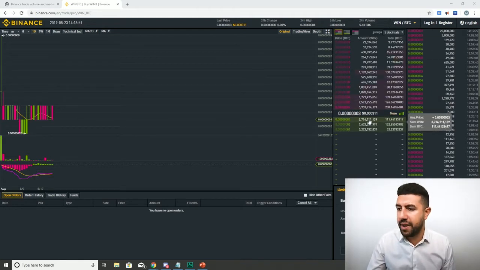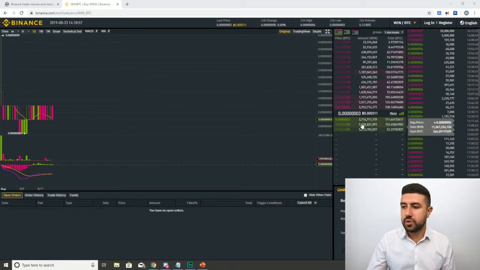How many people are buying here? You have an amount of 3.7 billion. So not millions, you have 3 billion coins on the bid. But it's a very cheap coin. So if you do that times the price, it's still worth 111 Bitcoins. So there's about 111 Bitcoins on the bid.